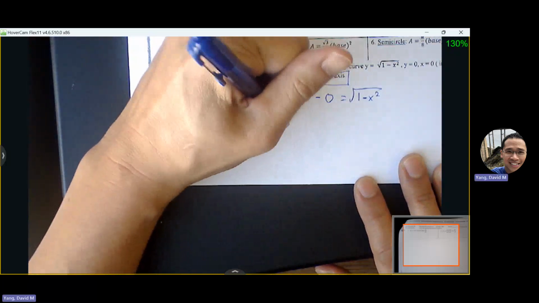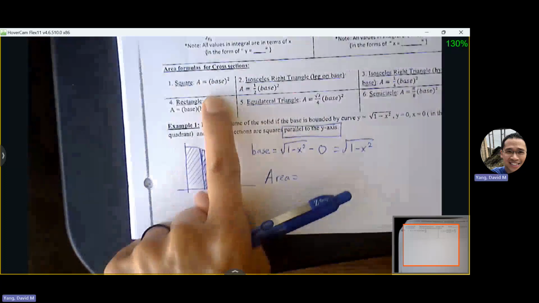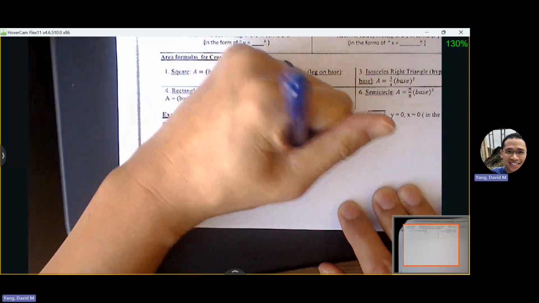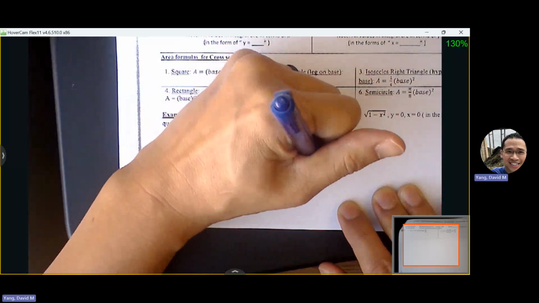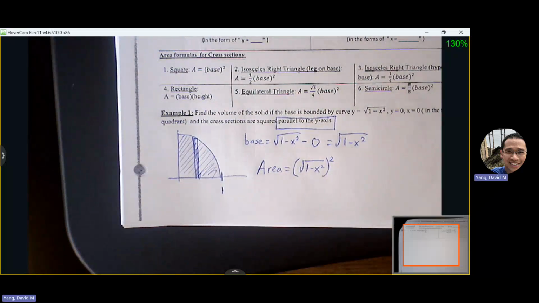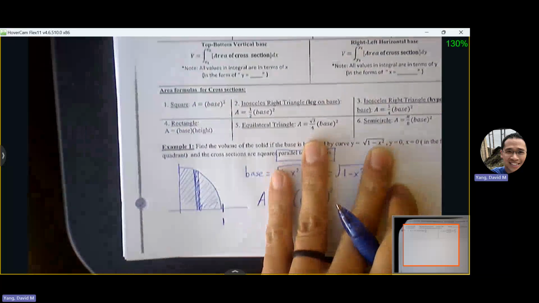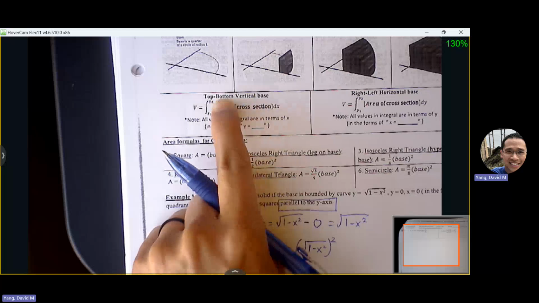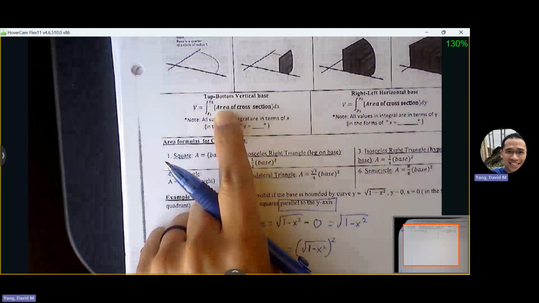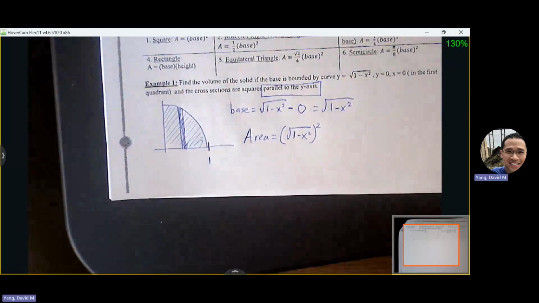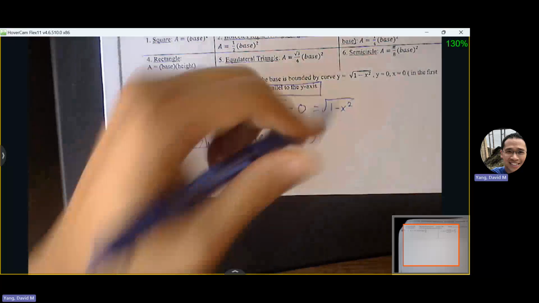Let's build our area. Our area, it's a square, so it's base squared. So we have our base. Let's square our base. So base squared, so root 1 minus x squared, squared. Now that we have our area, we're going to accumulate that area over the interval. So our volume formula is just whatever area that we found, whether it's a square or triangle or a semicircle, we're just going to surround that with the integral notation in dx.